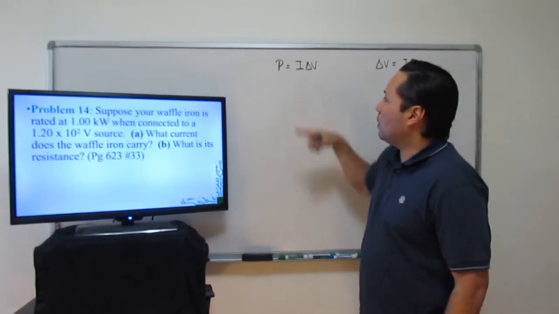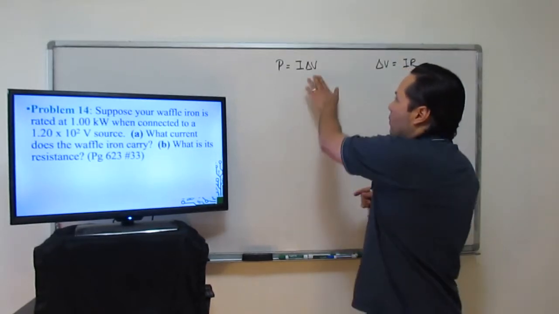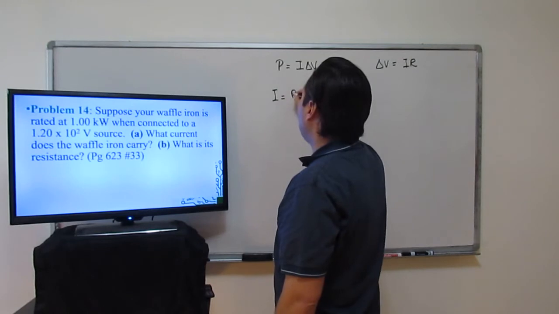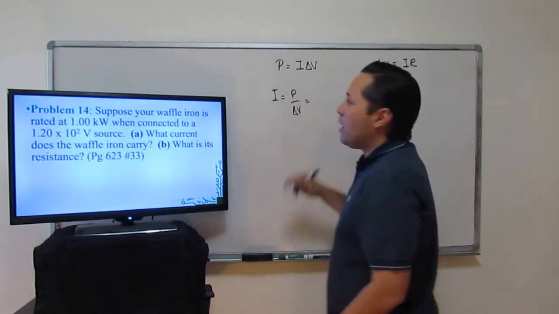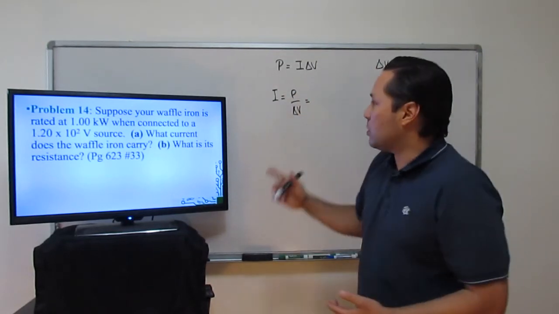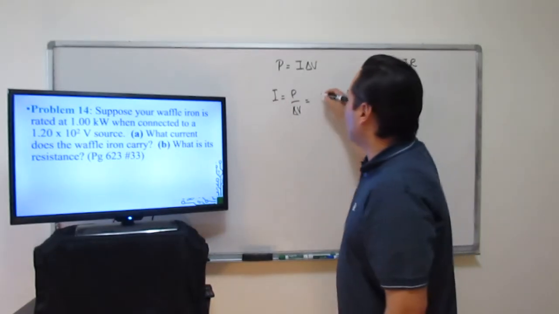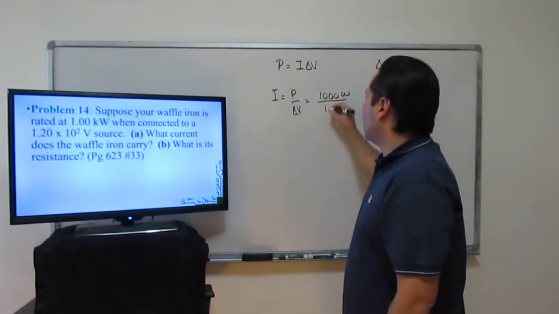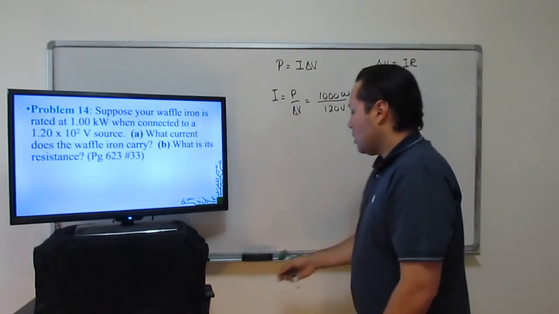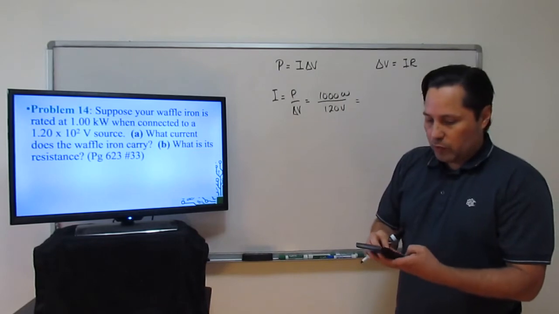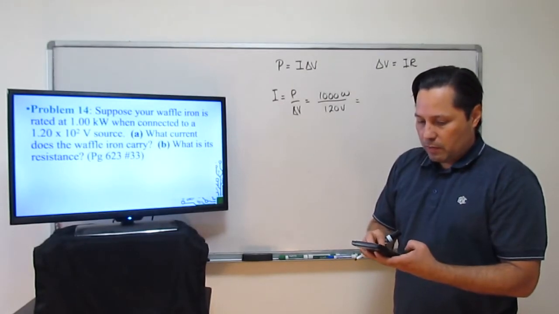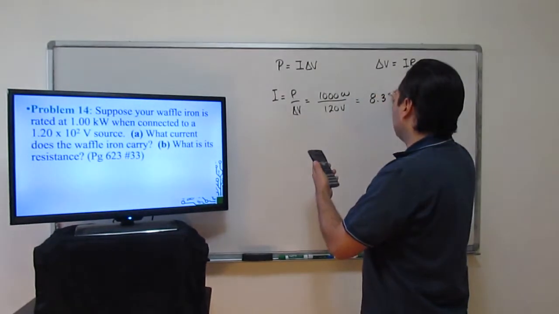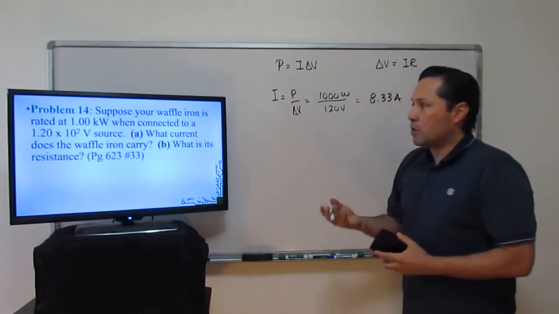First of all, we're solving for the current, so I want to isolate the I. I'm going to divide both sides by the potential difference. So I is equal to P over delta V. The power is in kilowatts, we want it in watts. So 1 kilowatt is the same as 1,000 watts, divided by the voltage, which is 120 volts. The 1,000 divided by 120 gives us a current of 8.33 amperes. So that's part A.